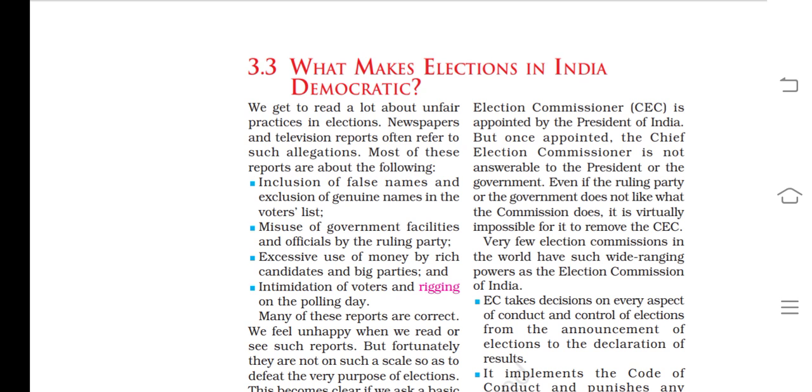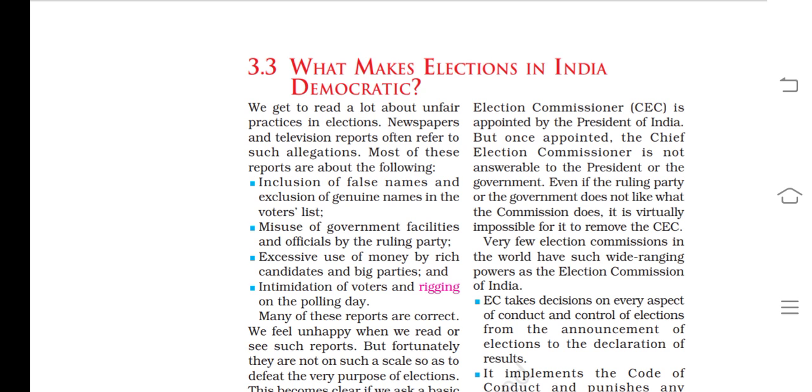Even if the ruling party or the government does not like what the Commission does, it is virtually impossible for it to remove the CEC. Means if you are not okay with the policies, or if you are not okay with the ruling party or the government, you cannot remove the CEC, the Chief Election Commissioner. Now, the Election Commission takes decisions on every aspect of conduct and control of elections from the announcement of election to the declaration of results.